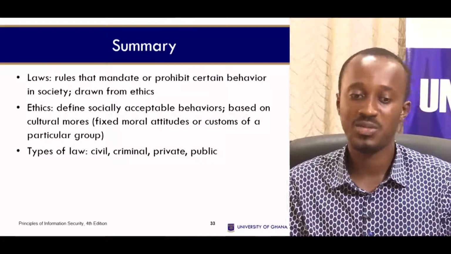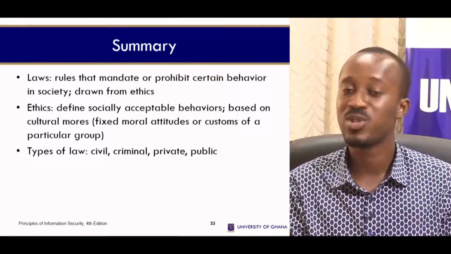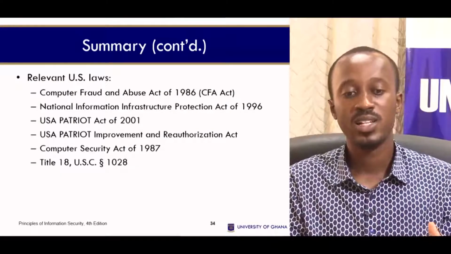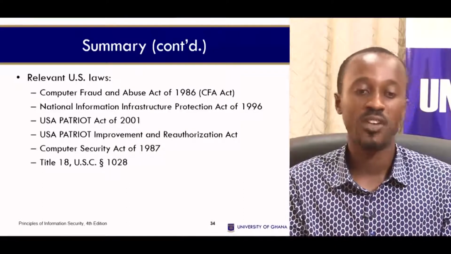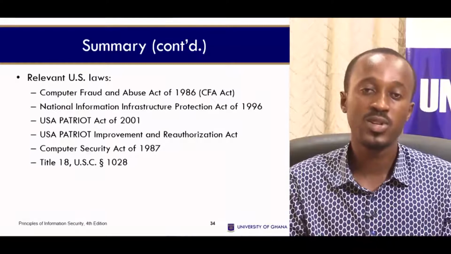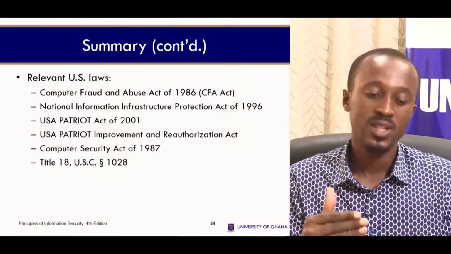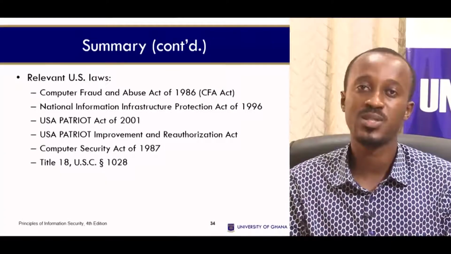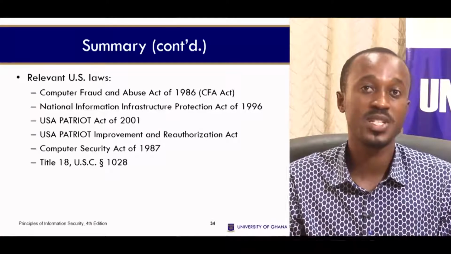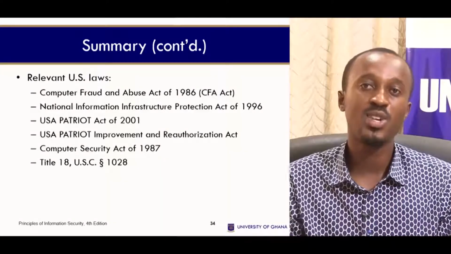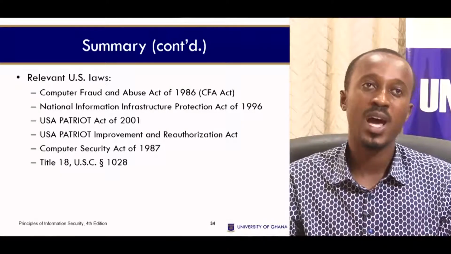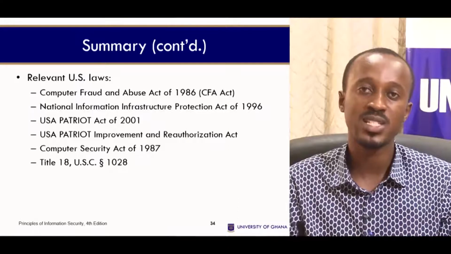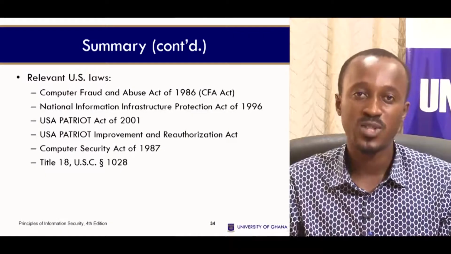We've looked at what laws are, we've seen what ethics are, we've seen that there are types of laws. We have civil law, criminal law, private, public. We've also realized that there are certain relevant laws that the US in particular has put up to help protect information security. And we looked at all of this under the umbrella of legal, ethical behaviors and sanctions with regard to information security, so that we are aware that although our focus is information security, we don't operate in isolation, that there are certain laws that as professionals we need to adhere to, and certain ethics that we need to make sure we adhere to at every point in time, to protect the information that we are trying so much to make sure remains the same.